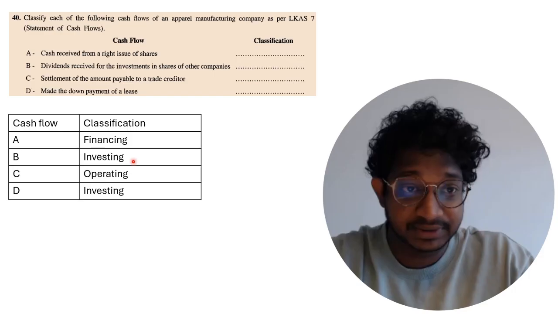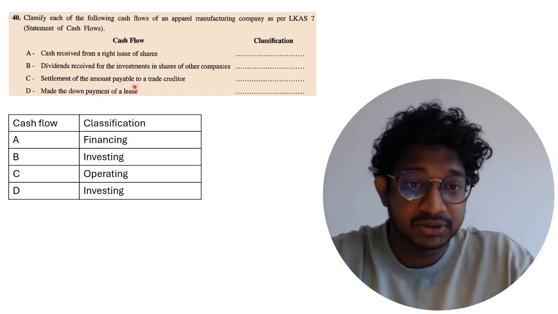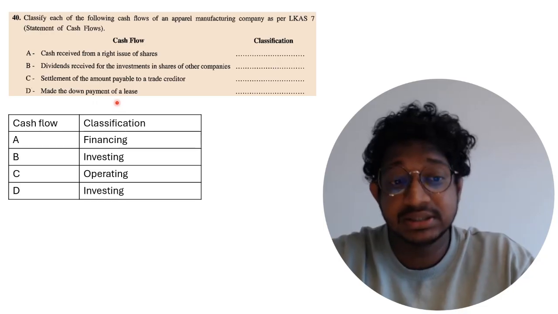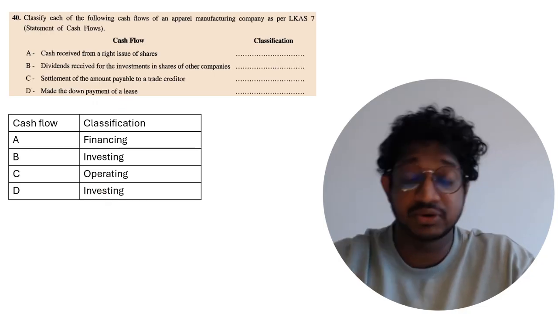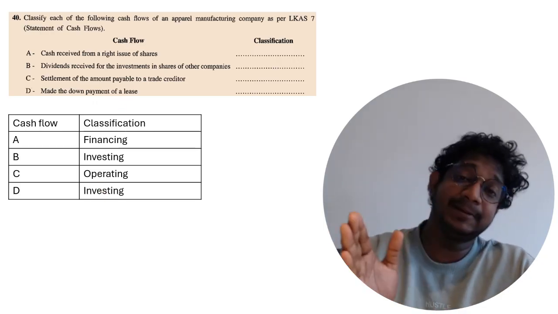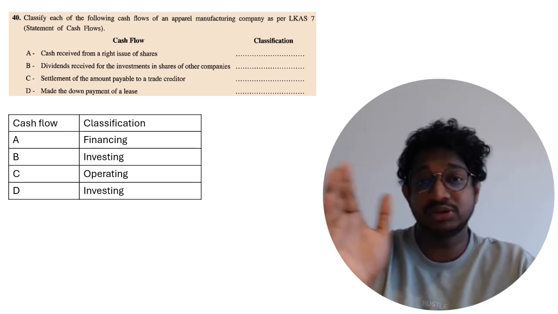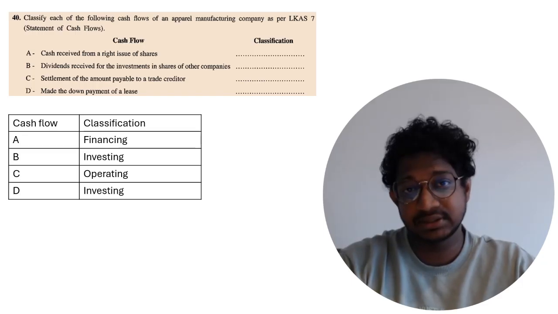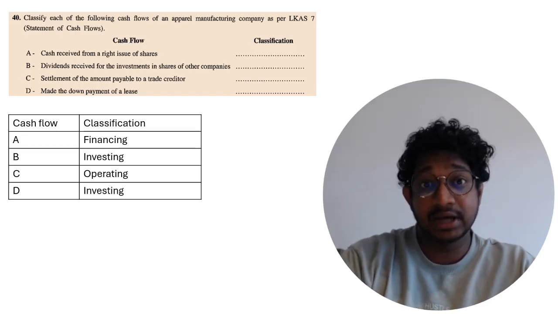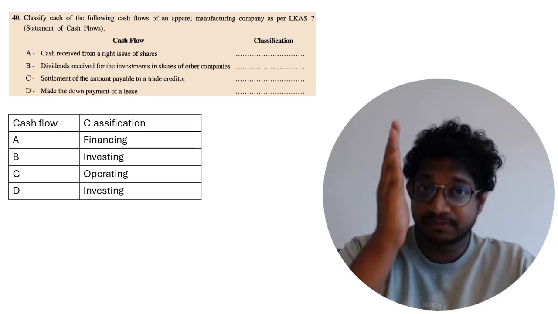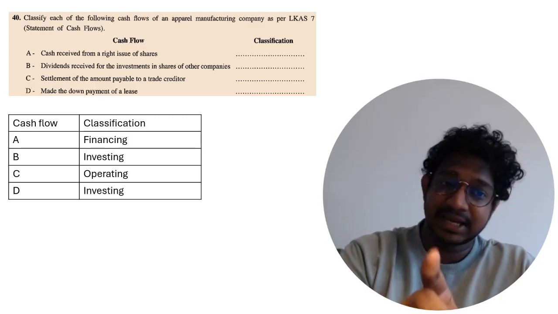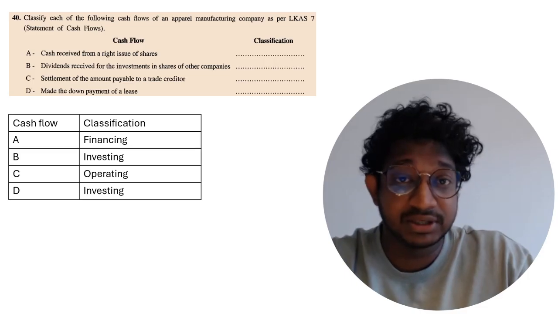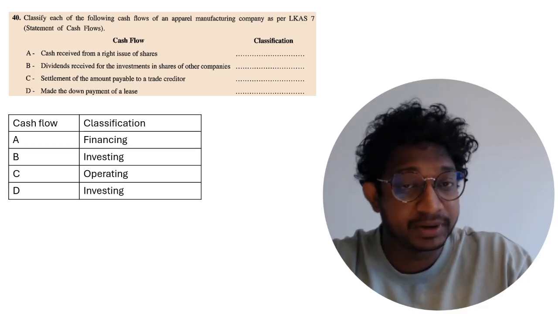So that is an investing activity, and the dividend income from that investment in shares you have to recognize under investing activities. Settlement of the amount payable to the trade creditor comes under operating activities, and the down payment of a lease comes under investing. So keep in mind, when you are paying the credit portion to the lease creditor, that comes under financing activities. But when you are paying the down payment at the point of purchasing the lease property, that comes under investing activities. And the lease interest that you are paying to the lease creditor comes under operating activities.